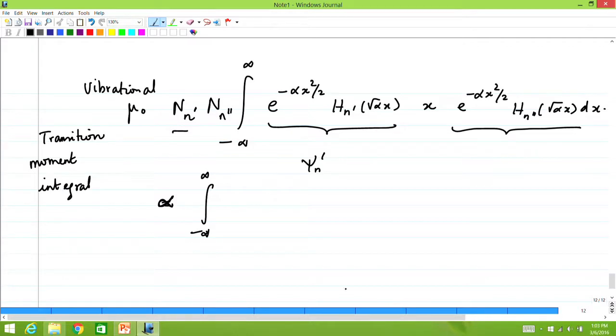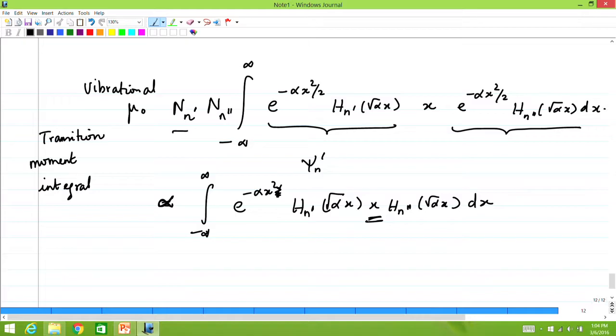Now, without any further explanation, I will just make the statement that this integral will be non-zero only if, when you write that like that, the alpha x square by 2 add up, and then this integral will be non-zero only if n prime and n double prime differ by plus or minus 1, because it involves x.